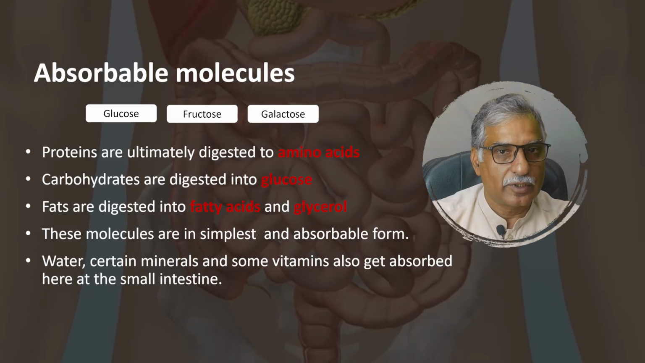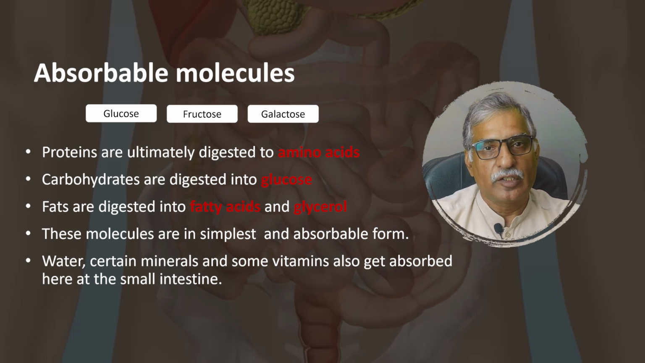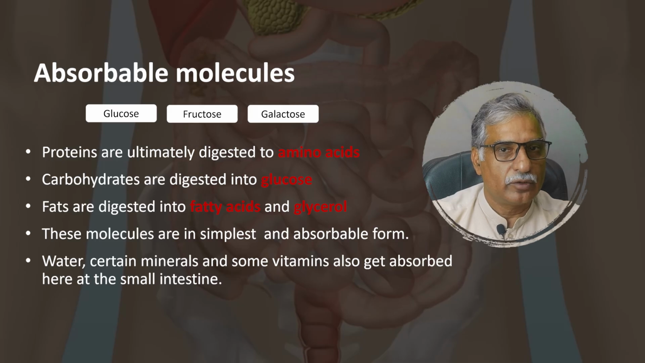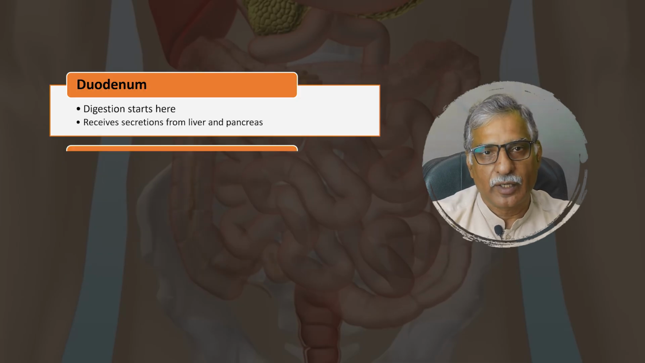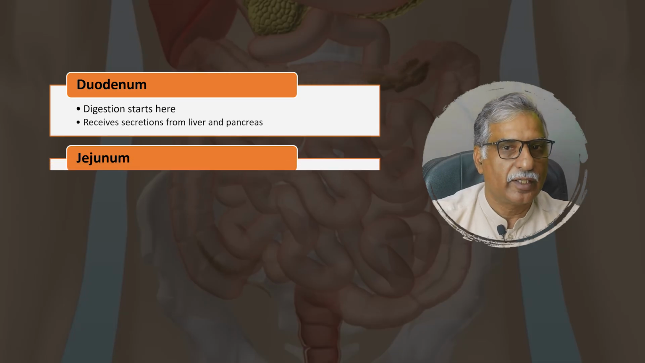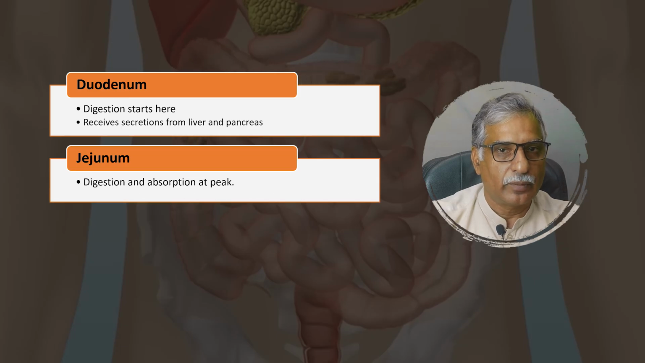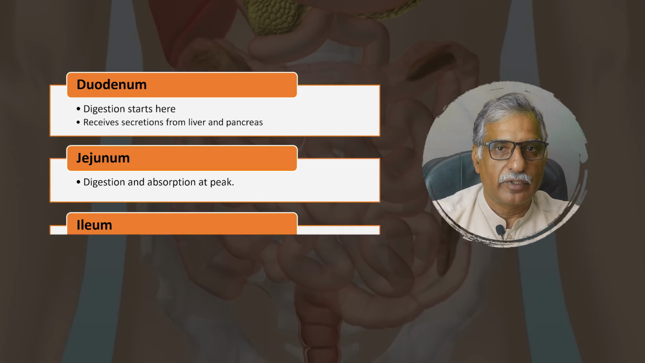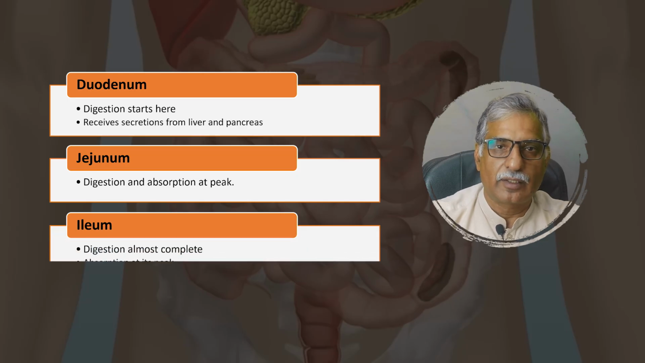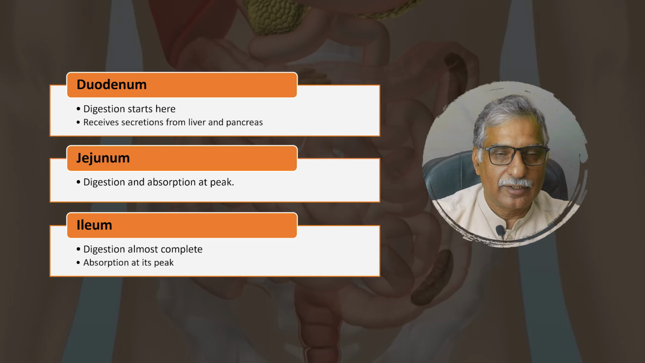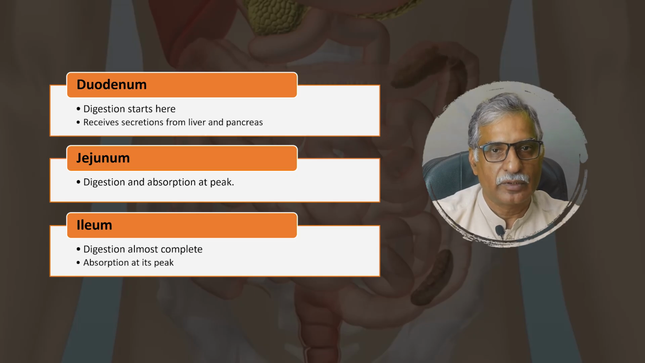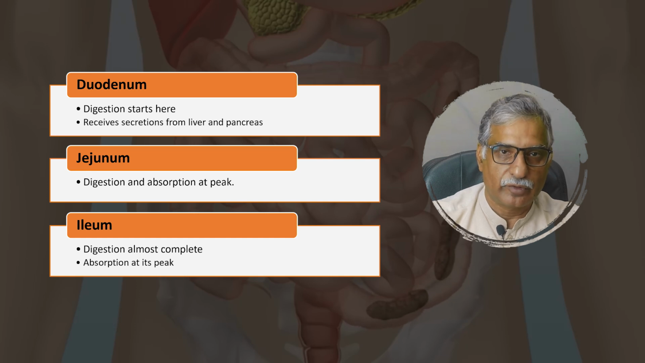But along with these substances, certain minerals, water and some vitamins are to be absorbed in the small intestine as well. The small intestine has 3 segments, as I told you earlier. The duodenum is the first few inches of the small intestine where the digestion process starts, and that reaches its peak in the jejunum part where digestion and absorption reach the peak. In the last part, absorption of the digested substances along with some minerals, some water and some vitamins, particularly vitamin B12, are absorbed into the bloodstream.